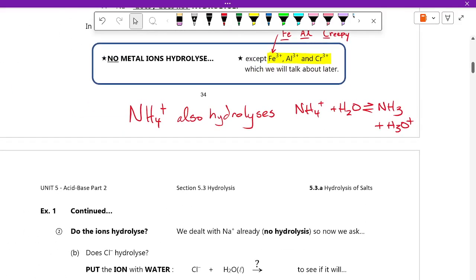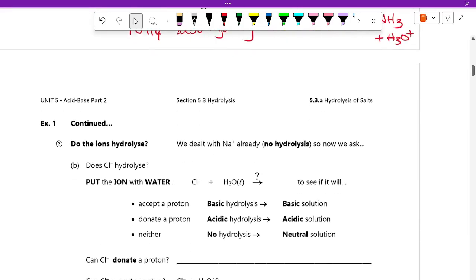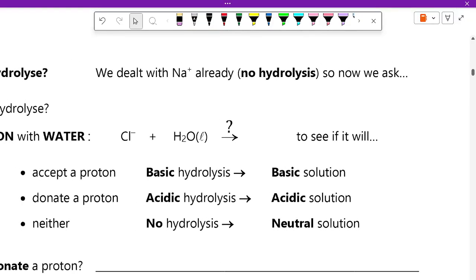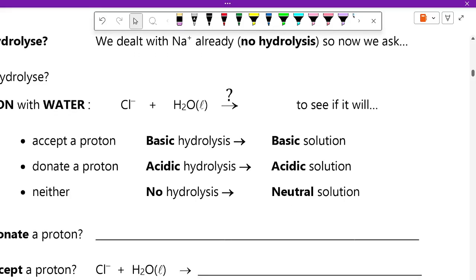Now, we were working on do the ions hydrolyze. We decided sodium didn't, but we still have chloride to look at. So we're going to look at chloride and say, can it accept a proton? Can it donate a proton? Well, let's see what would happen here. If it tried to accept a proton, we would end up with HCl, which is strong. And that means that this does not happen. You cannot form a strong acid.